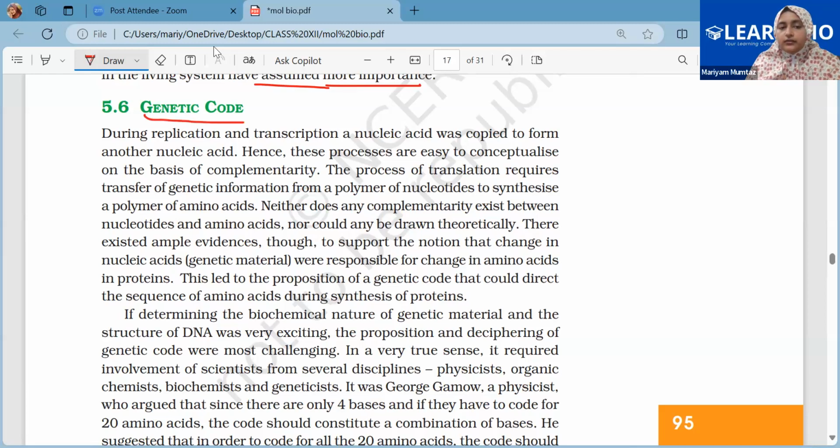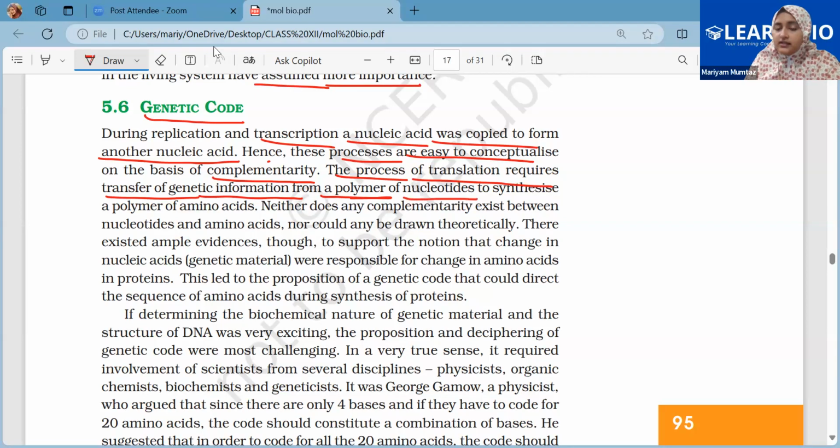Now talking about the genetic code. During replication and transcription, a nucleic acid was copied to form another nucleic acid. Hence, these processes are easy to conceptualize on the basis of complementarity. The process of translation requires transfer of genetic information from a polymer of nucleotides, that is nucleic acid, to synthesize the polymer of amino acid, that is protein. Neither does any complementarity exist between nucleotides and amino acid, nor could any be drawn theoretically.